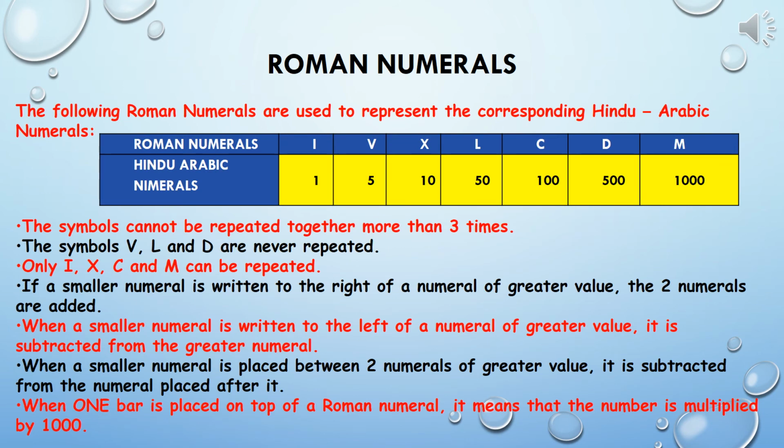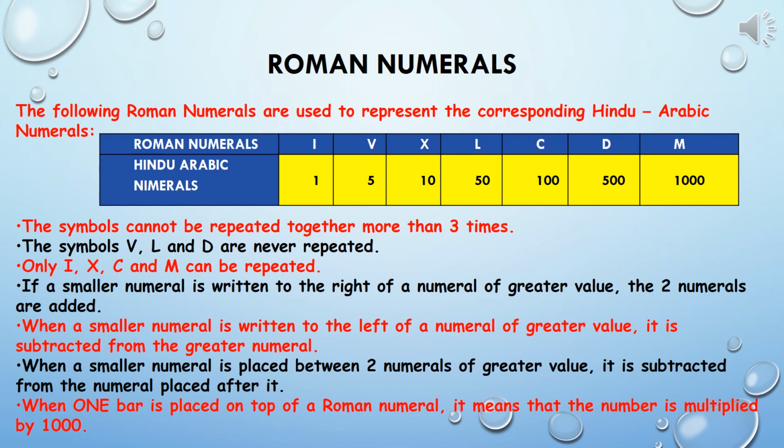The last topic in this chapter is Roman numerals. The following Roman numerals are used to represent the corresponding Hindu-Arabic numerals. 1 is represented by I, 5 is represented by V, 10 is represented by X, 50 is represented by L, 100 is represented by C, 500 is represented by D, and 1000 is represented by M. Remember, the symbols cannot be repeated together more than 3 times. The symbols V, L, and D are never repeated. Only I, X, C, and M can be repeated.